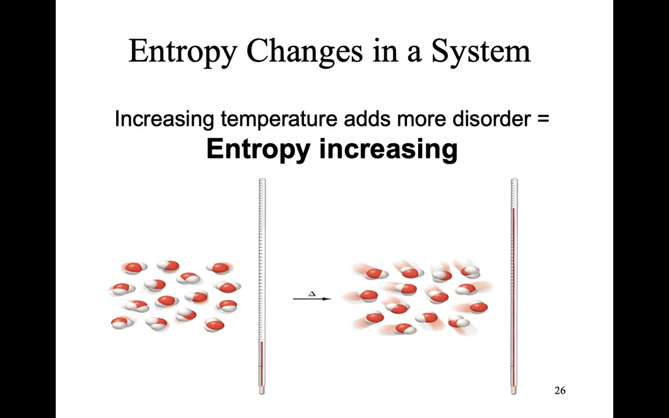Okay, how about this one? If you increase the temperature, you're adding more disorder, which means you're adding more of a mess. So the hotter something gets, there's more entropy, which kind of makes sense because remember, solid to a liquid to a gas is making a bigger mess.